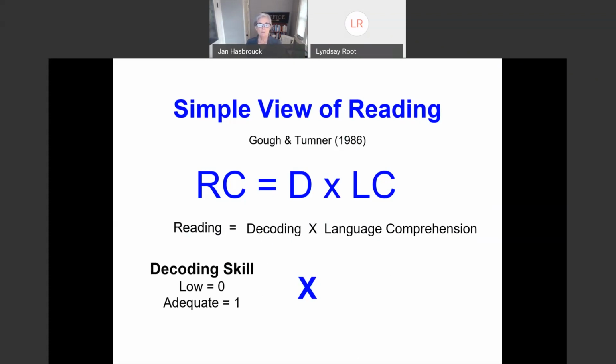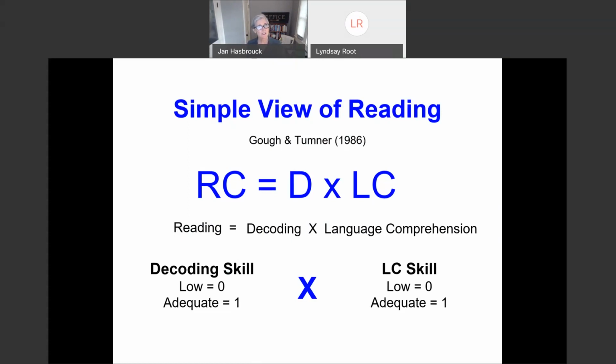If you have a strong or adequate decoding skill, but you have low language, you don't understand what you're reading. This would be a typical profile of children who are learning to speak English or learning to speak the language they're learning to read. Their decoding might be quite good, but they don't understand the language. Therefore, their reading comprehension is going to be affected.